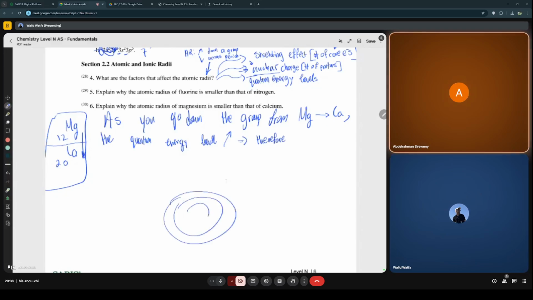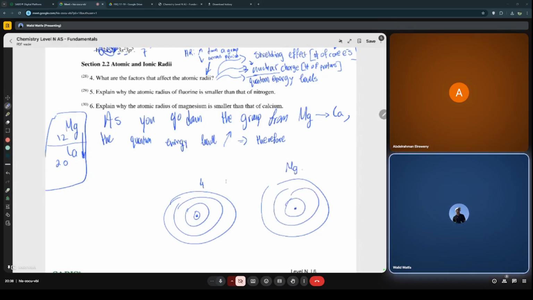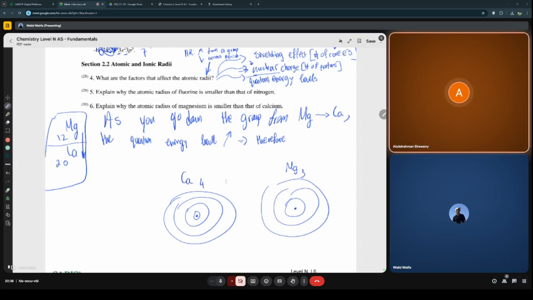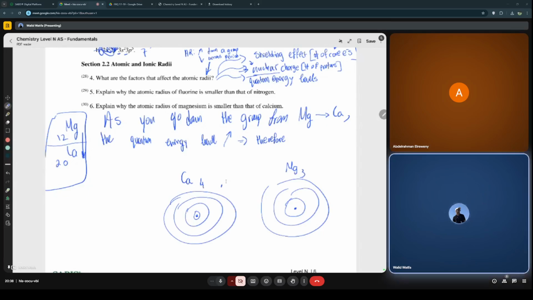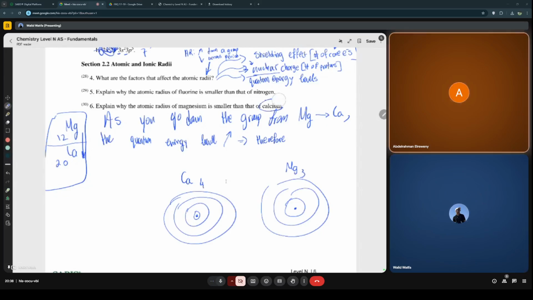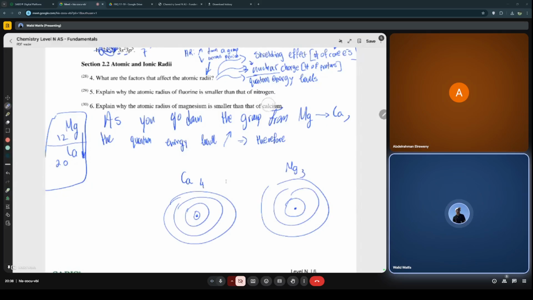1, 2, 3, 4. This is calcium. 1, 2, 3, Mg. Why is magnesium smaller, right? Let's take a look. Over here, they said Ca should be, yeah, Ca is larger. Yeah. Okay. Ca is larger.